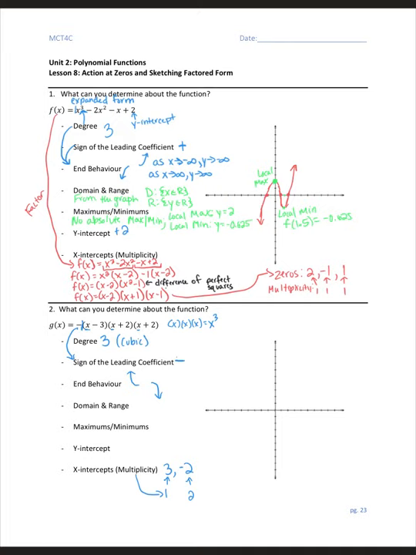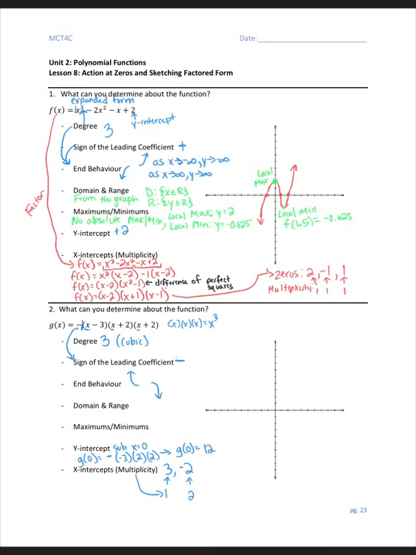All right. And finally, we could tell our y-intercept, right? We could sub in 0 for x. So if we subbed in 0 for x, we're going to end up with a negative, and then in our first bracket, we'll have a negative 3. In our next bracket, we'll have a positive 2 times a positive 2. So this is all going to equal a negative 3 times a negative 1 is a positive 3. 3 times 2 is 6, and 6 times 2 is 12. So that's going to be our y-intercept.